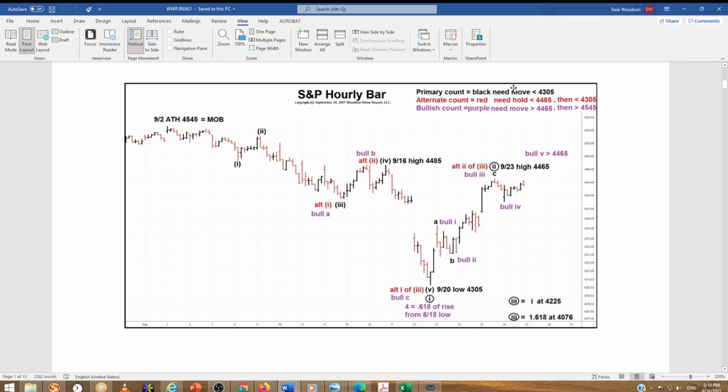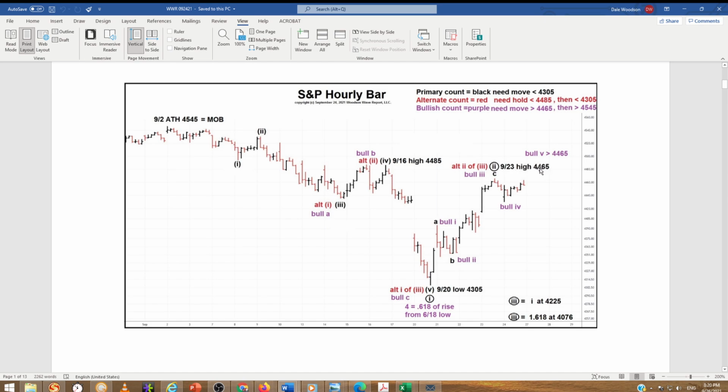First, we'll go with the primary count in black. The all-time high was September 2nd. We have a 1, 2, 3, 4, 5 down in black. By the way, we've had an unbelievable amount of direct hits on our price and time targets. But anyway, I didn't label them all. There's just not enough room on here, honestly. So that's wave 1 down in black. Then we have an A, B, C up for wave 2 at the 923 high, which was the turn date.